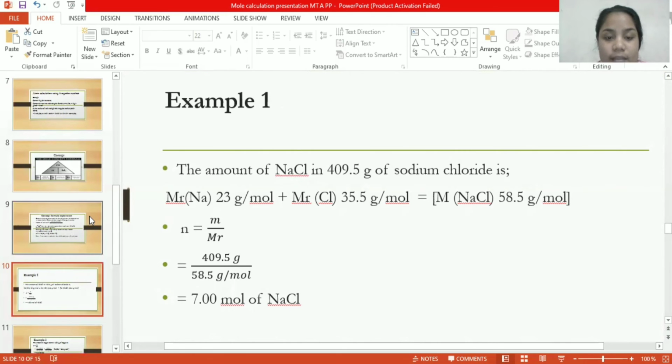The molar mass for Na in the periodic table is 23 and Cl is 35.5. We add them and get the total molar mass of NaCl, which is 58.5 gram per mole. Using the formula, we divide 409.5, which is the mass of NaCl, by the molar mass, 58.5 gram per mole. As we divide, we come up with the number of mole, which is 7 mole. So this is 7 mole of NaCl in 409.5 gram.